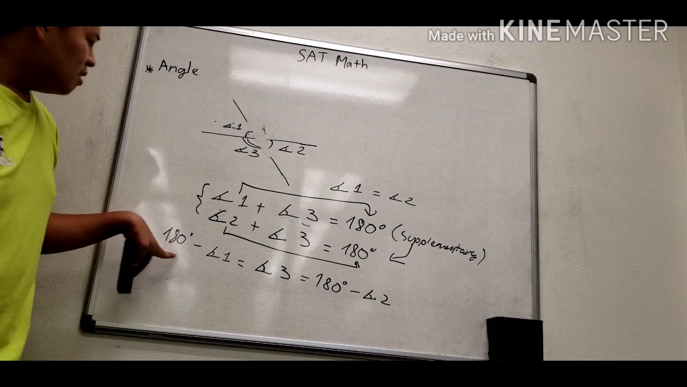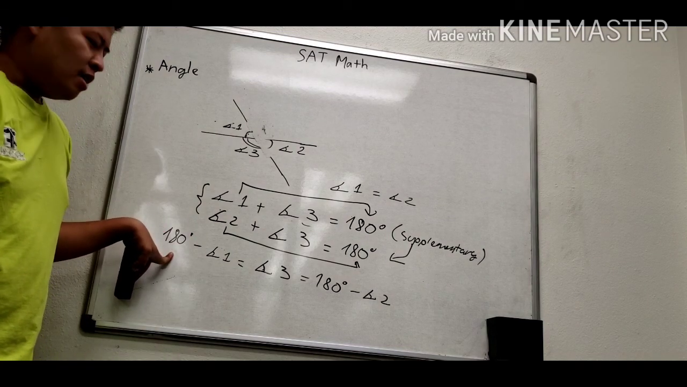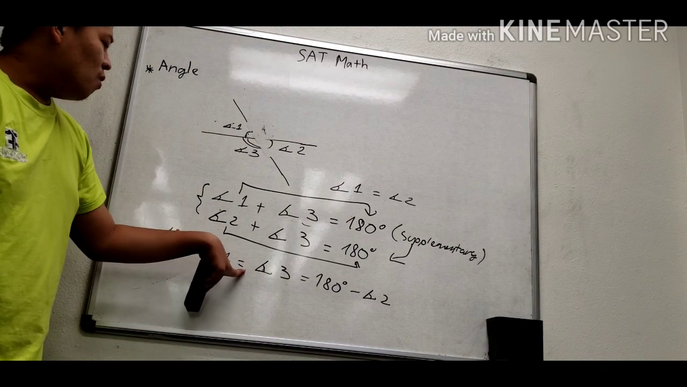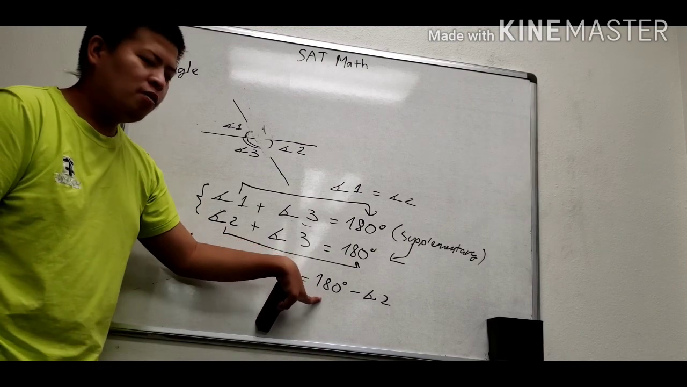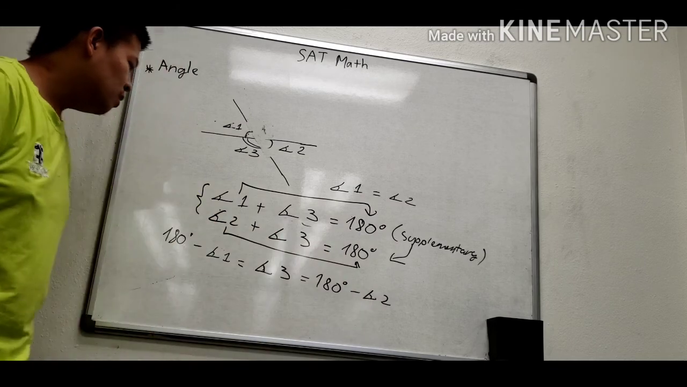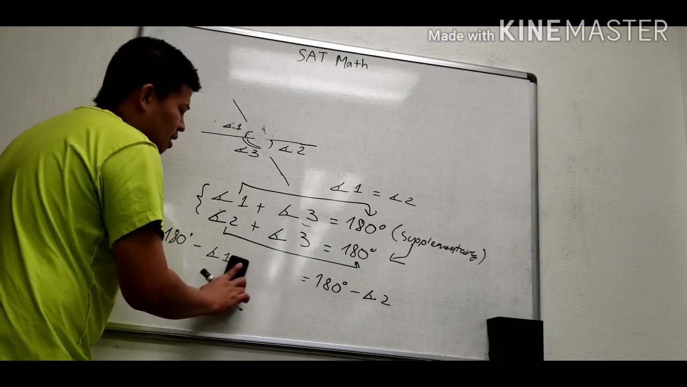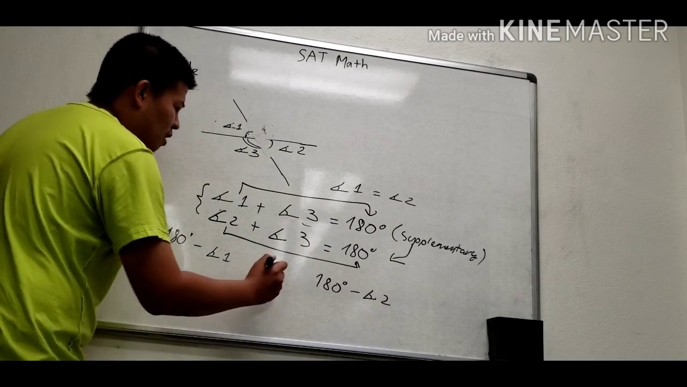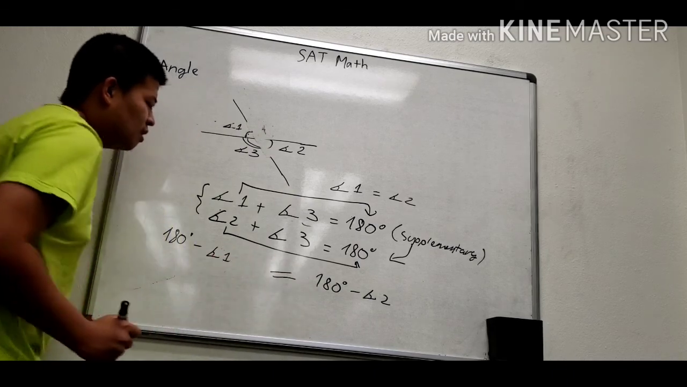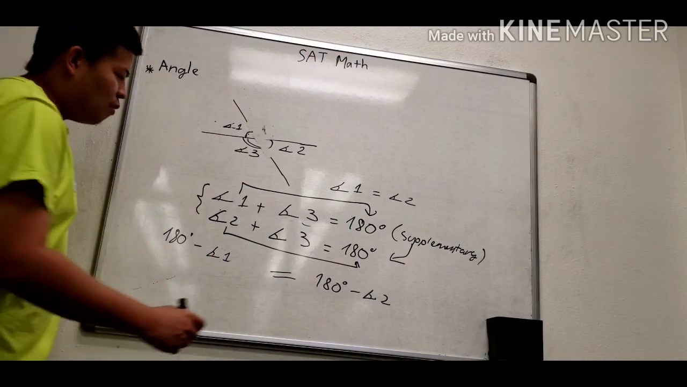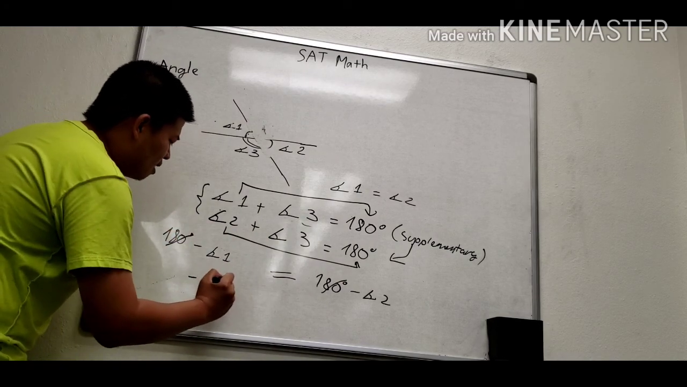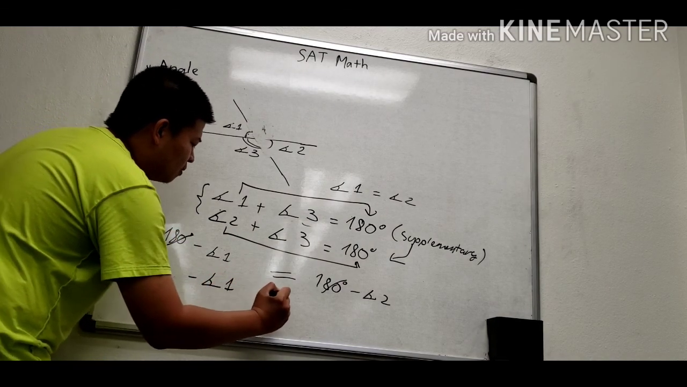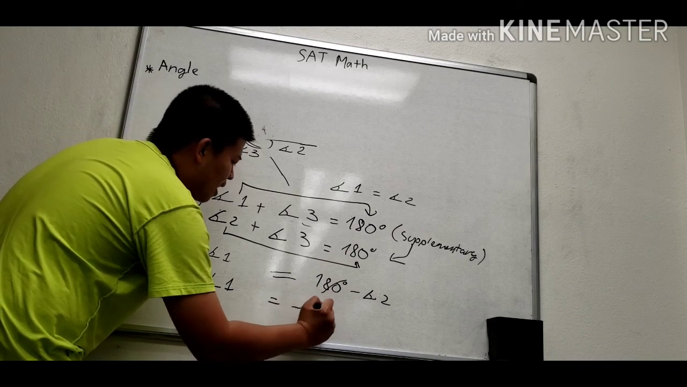Now we can say that 180 degrees minus angle 1 equals angle 3, and angle 3 equals 180 degrees minus angle 2, so that you can eliminate angle 3 and put the equal sign here. So you can say that the 180 degrees eliminate together, and you get negative angle 1 equals negative angle 2.